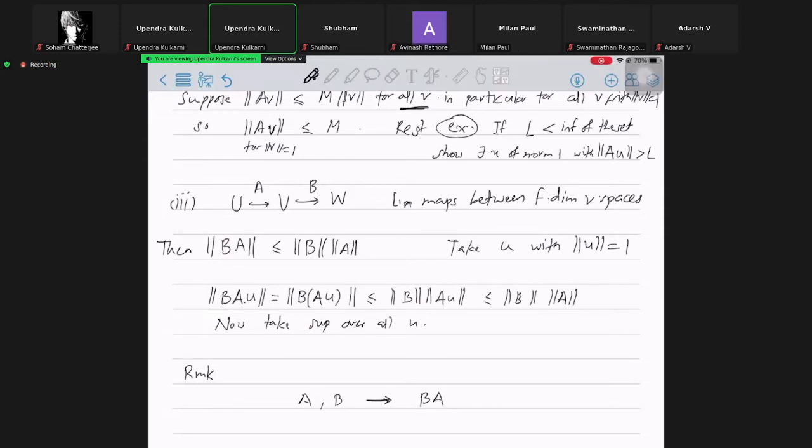Okay, so let me write this. On the right hand side, the domain of B is the set of linear maps from U to W, correct? On the left hand side, what do I have? I have linear maps from U to V, that is what A is from, and linear maps from V to W.